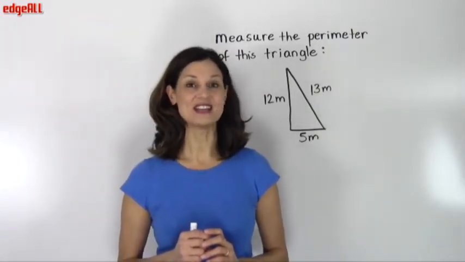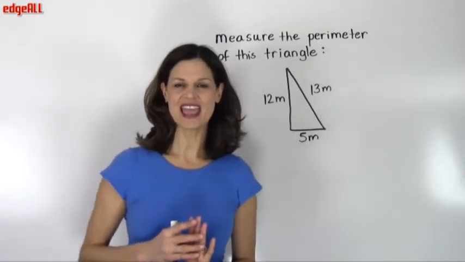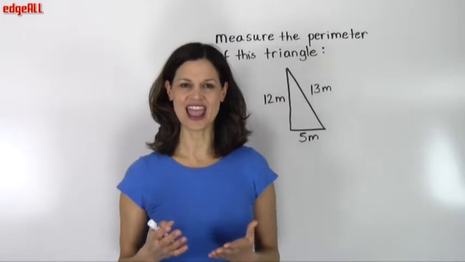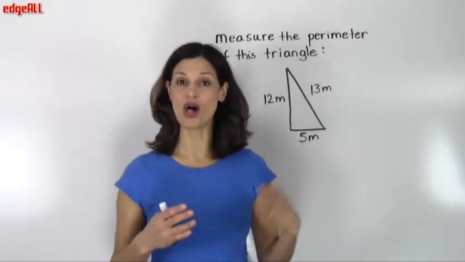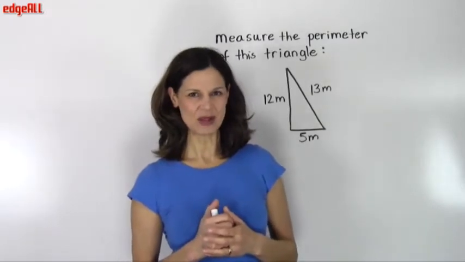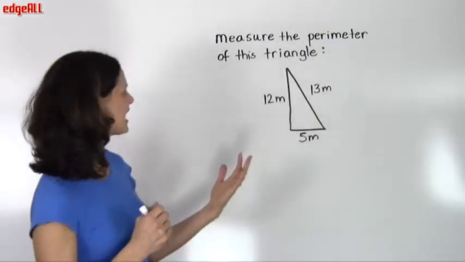Let's start with a triangle. A triangle has three sides, and the perimeter of the triangle is the sum of all three sides. Let's take a look at an example of finding the perimeter of a triangle.